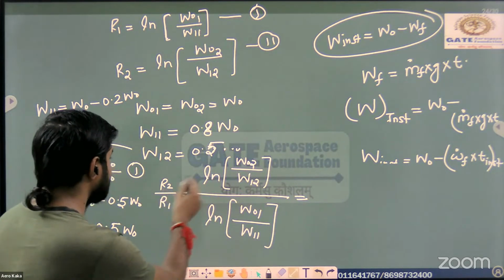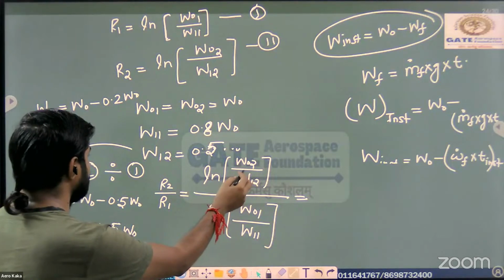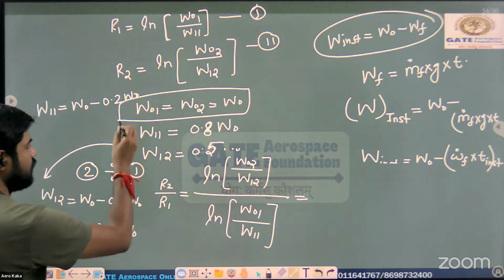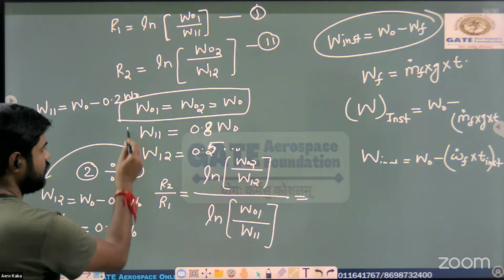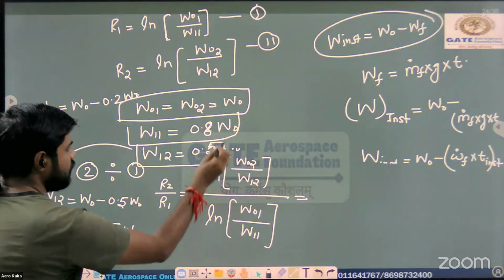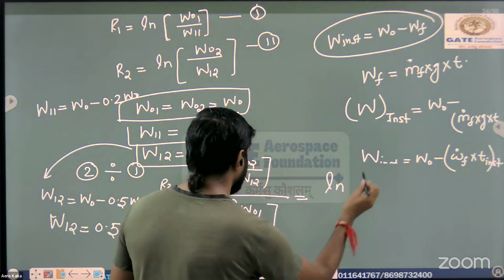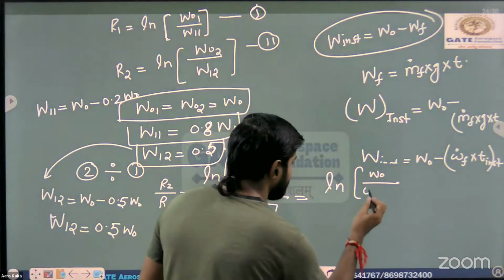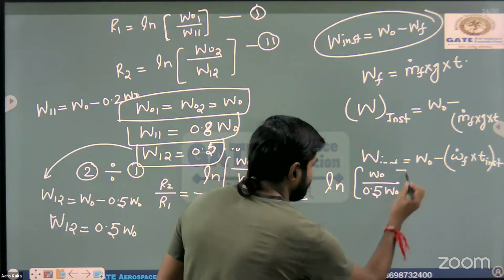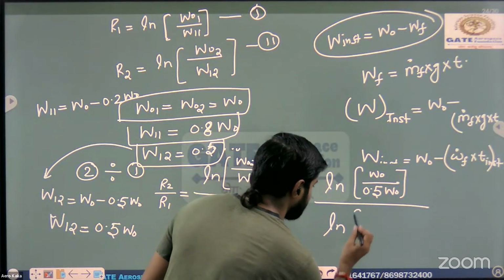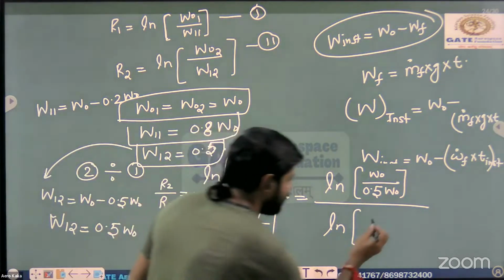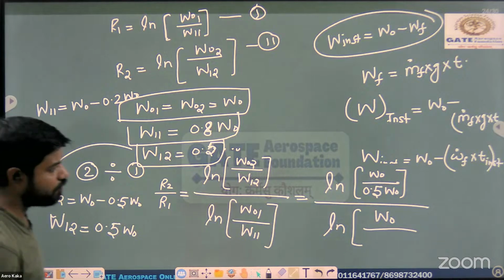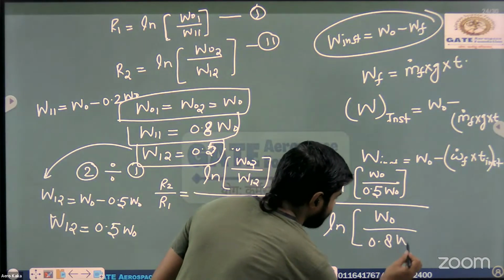It's R2, right? So what is the W02? W01 is equal to W02, W naught. W11, okay, 0.8 times of W naught. W12, 0.5. Okay. Let me write ln of W naught. What is W12? 0.5, right? Check. Yes sir. Divided by ln of W01, which is W naught only, divided by W11. W11 is given 0.8, right? 0.8 times of W naught.